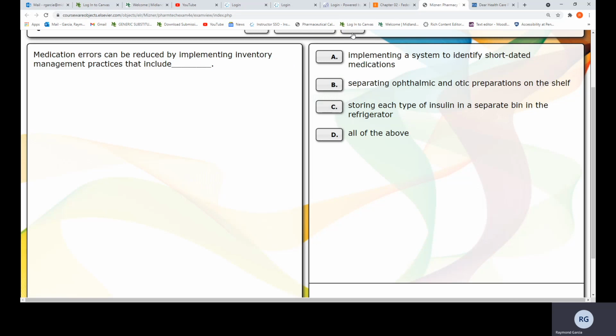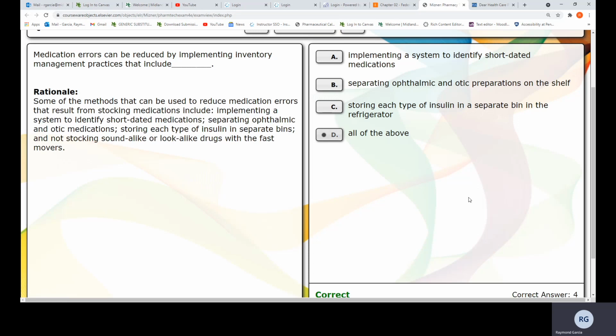Medication errors can be reduced by implementing inventory management practices that include implementing a system to identify short-dated medications, separating ophthalmic and otic preparations on the shelf, storing each type of insulin in a separate bin in the refrigerator, or all of the above. Medication errors can be reduced by implementing inventory management practices. So all of the above.